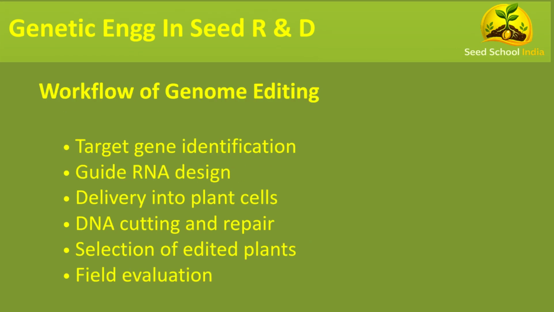The genome editing workflow begins with target gene identification, followed by guide RNA design and delivery into plant cells. After editing, plants are regenerated and evaluated for desired traits. This systematic process ensures successful implementation.